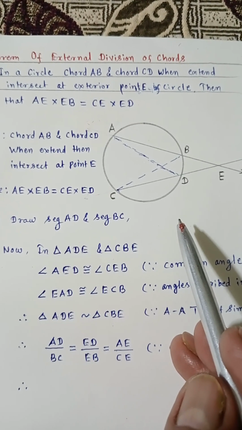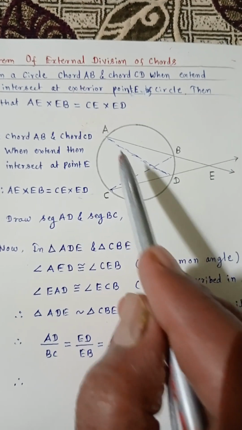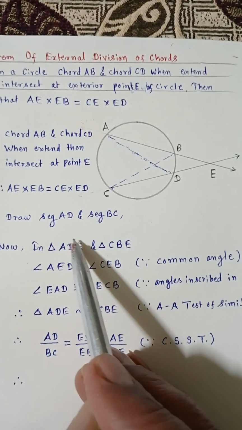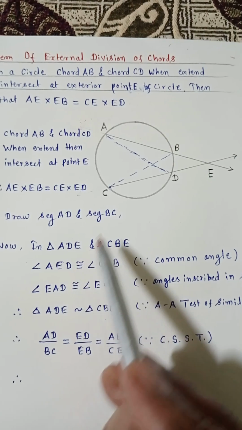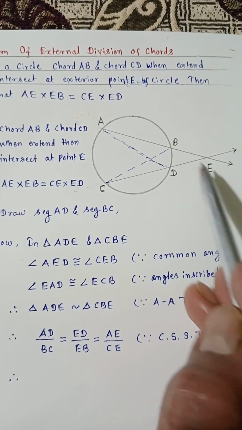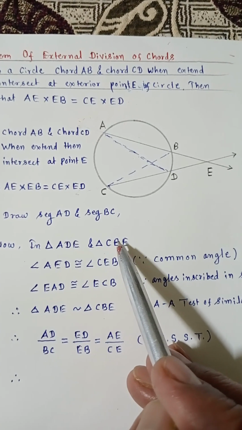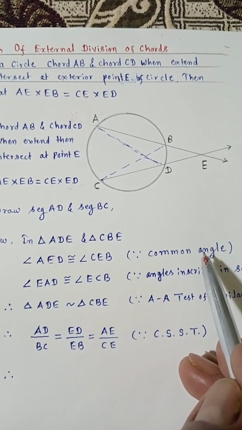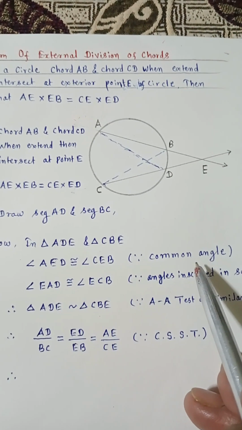angle AED is congruent to angle CEB. Reason is common angle. In these two triangles, angle E is common angle.